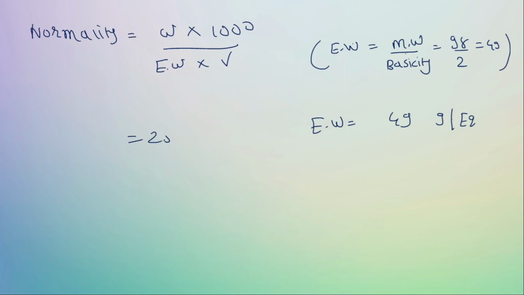So 28 is the weight of the solute, × 1000 upon 4900. So the normality will be 5.714 normal. It is the normality. Let's find out the molality.